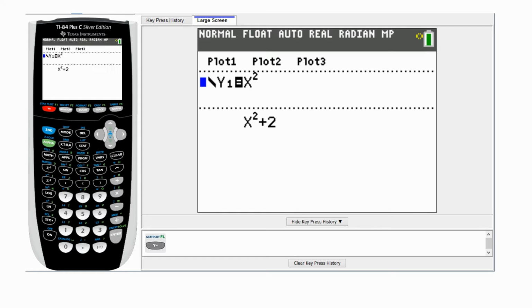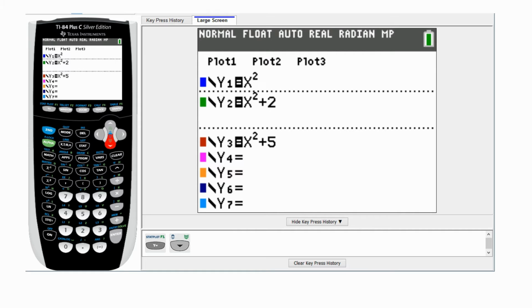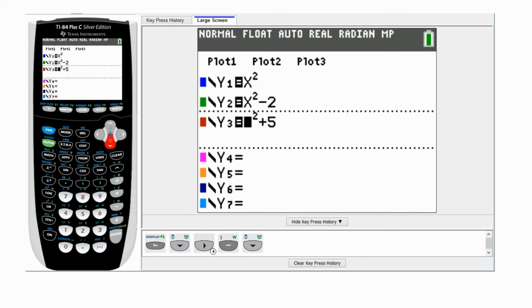go to y equals. My first plot is x². I'm going to arrow down to my y2, and I'm going to change this to x² - 2. Then I'm going to do the same thing for y3, changing my plus to a minus. Graph.